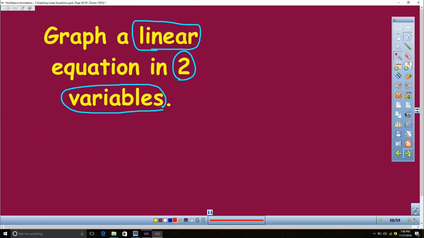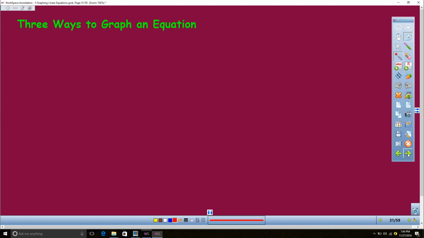Well, I said I wanted you to be able to graph a linear equation in two variables. All the equations that we're going to graph or draw pictures of will have two variables, an x variable and a y variable, and they're called linear equations because they have so many solutions. Well, there are an infinite number of solutions, and the solutions always line up. That's why they're called linear equations.